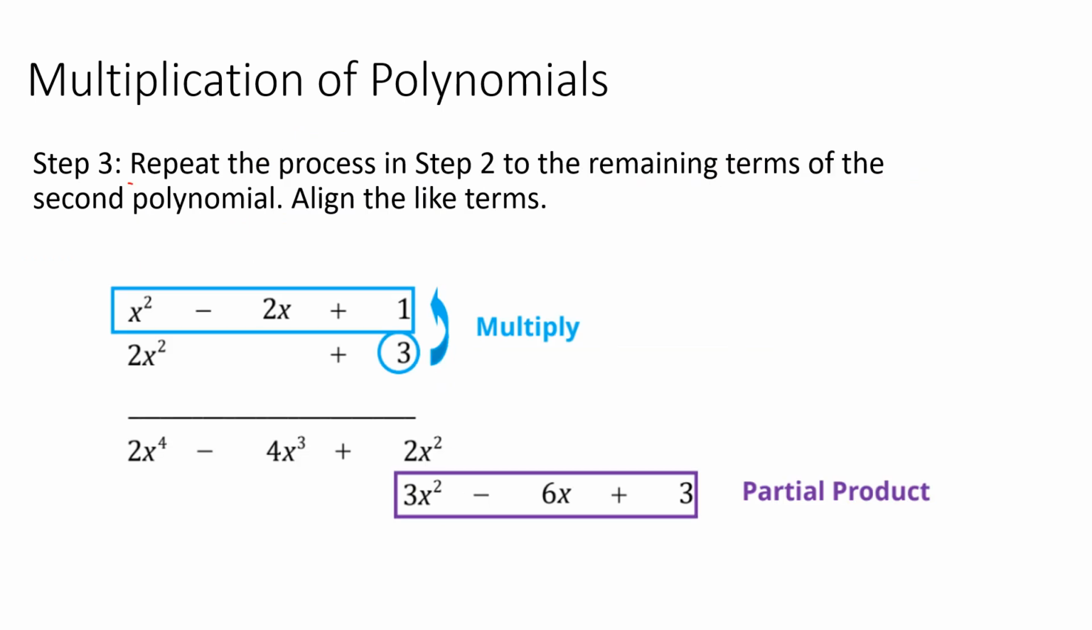Step 3. Repeat the process in step 2 to the remaining terms of the second polynomial and make sure that you align the like terms. So we will now proceed with the second term of your second polynomial, which is 3. So 3 times x squared is 3x squared. 3 times negative 2x is negative 6x. 3 times 1 is 3. So this is again your partial product.